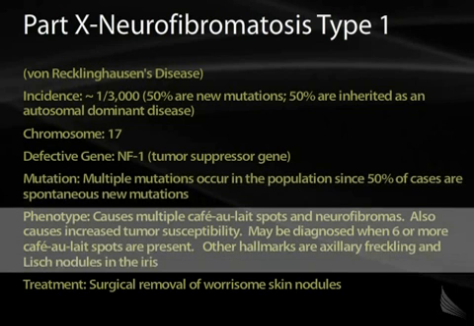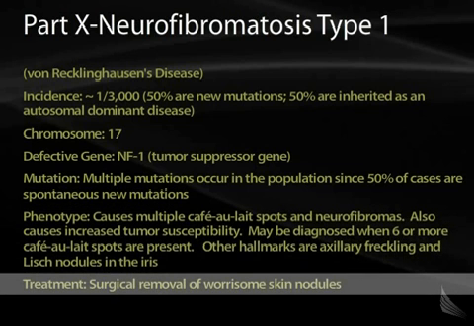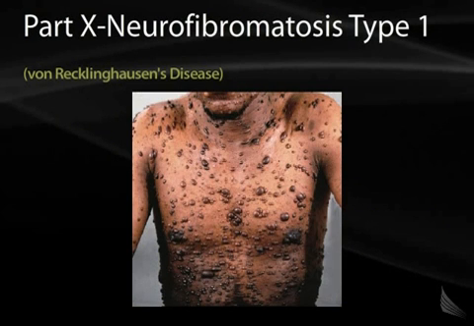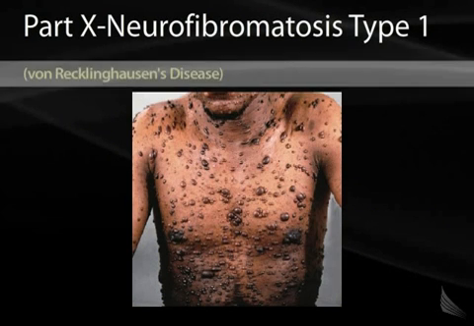So what's the classic phenotype for neurofibromatosis type 1? Multiple café au lait spots, at least 6. Increased tumor susceptibility. You see axillary freckling, Lisch nodules in the iris. Surgical removal of worrisome skin nodules is the treatment. And here we see a picture of somebody that has von Recklinghausen's disease. Notice the multiple neurofibromatosis tumors.